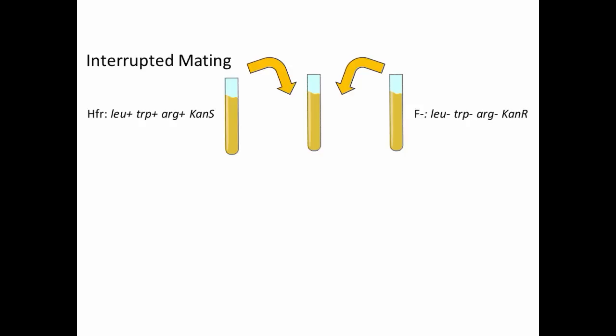Let's first walk through an example of an interrupted mating experiment. In this experiment, we are mating an HFR cell that is prototrophic for Leu, Trp, and Arg and sensitive to the antibiotic kanamycin. And we're conjugating this with an F- cell that is auxotrophic for Leu, Trp, and Arg, but resistant to the antibiotic kanamycin. So this F- cell needs to have Leu, Trp, and Arg added to the media for it to be able to grow. So we take the HFR cells and the F- cells and we mix them together in the media.